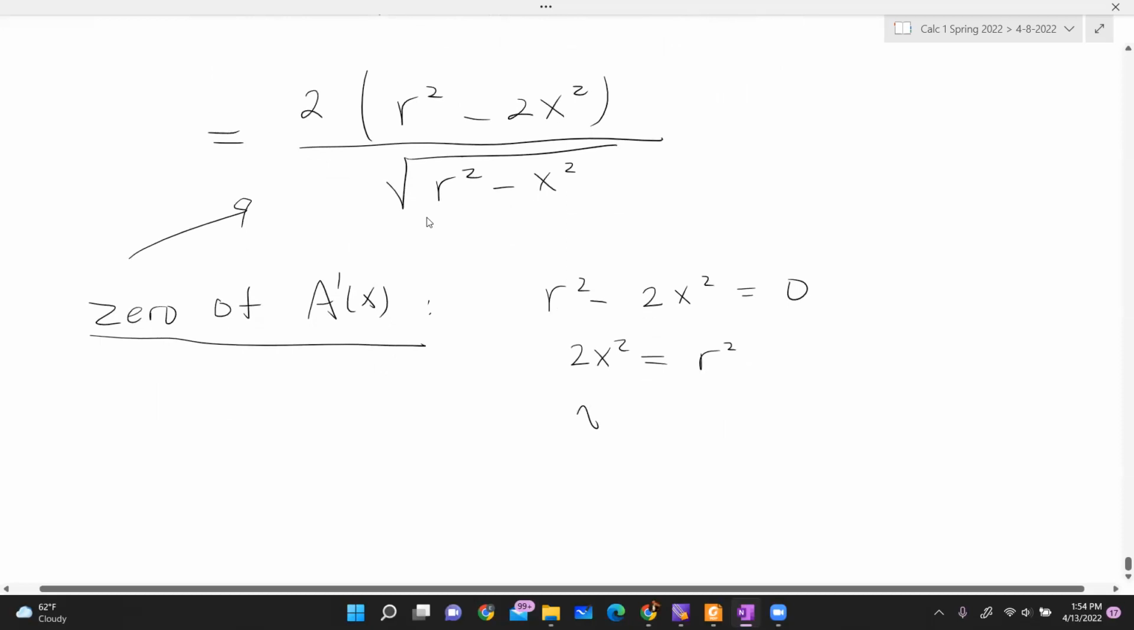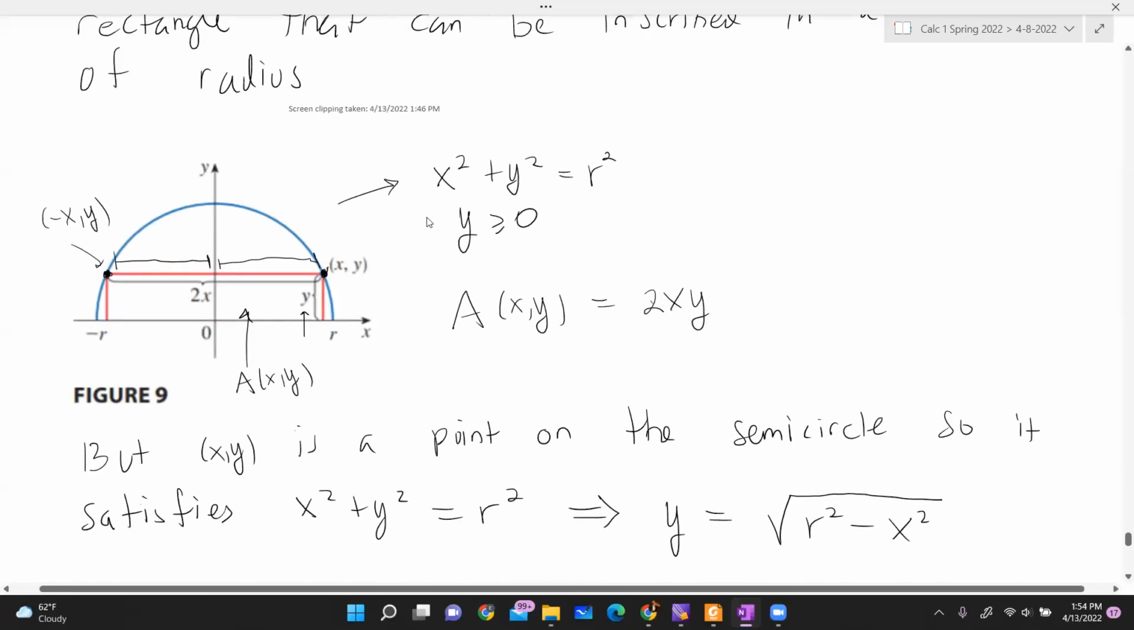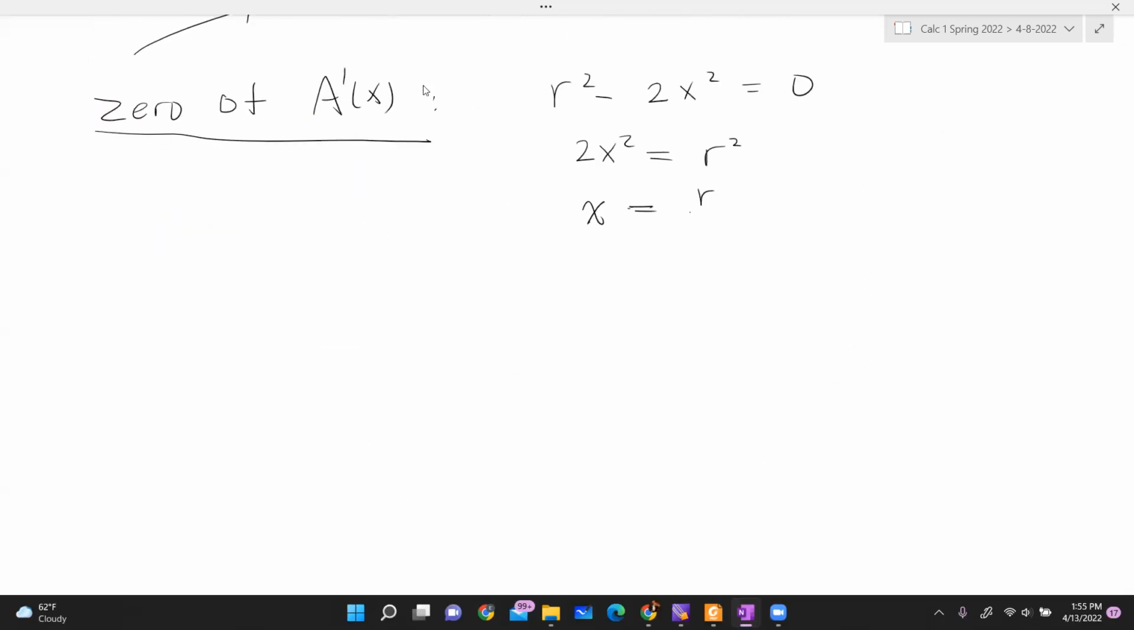And now you can divide by 2 and take the square root to get r over root 2. And we're going to take the positive square root because x is supposed to represent this vertex right here. So x is positive. So just ignore the negative root.